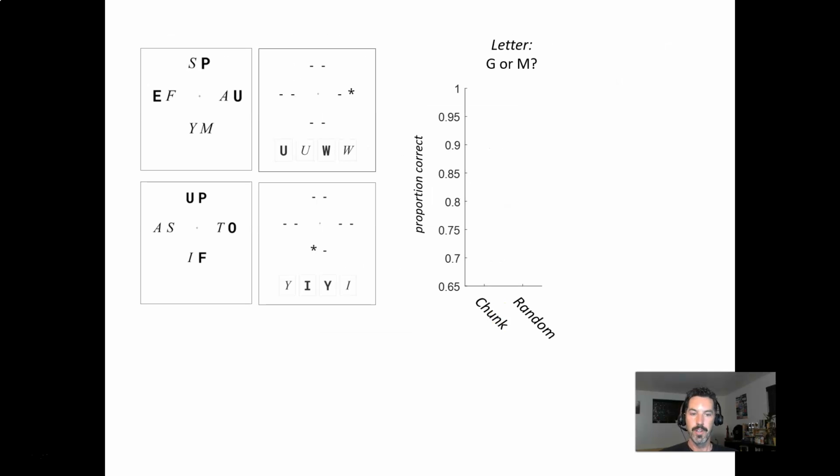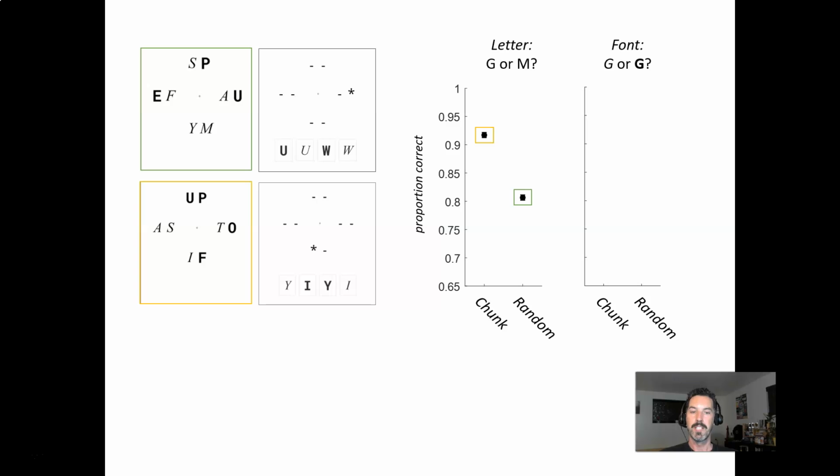Consistent with all views of chunking in working memory, we found that being able to chunk letters together in words helped participants know the identity of the individual letters. In trials where letters could be chunked as part of words, memory for the individual letters was significantly better than memory for individual letters in displays in which they could not be chunked together.